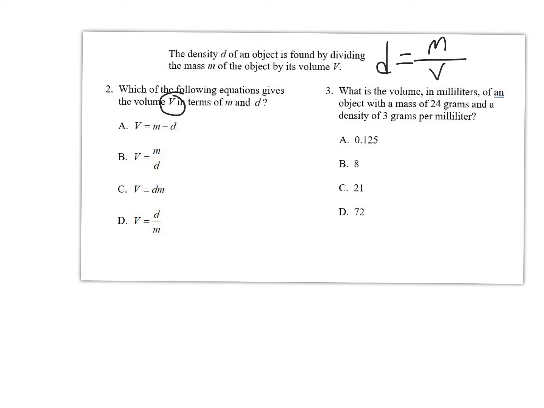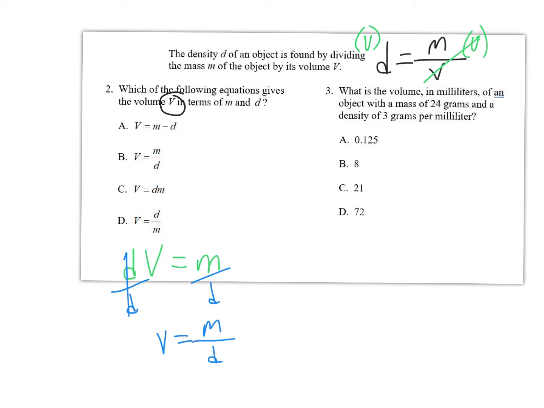So the biggest problem we have to start is we have to get the v out of the denominator. So I'm multiplying both sides by v. So d v is equal to m. Okay, now I'm not trying to find m, I'm trying to solve for v. So I'm going to divide by d. So v equals m over d, and here's our equation. So option B.